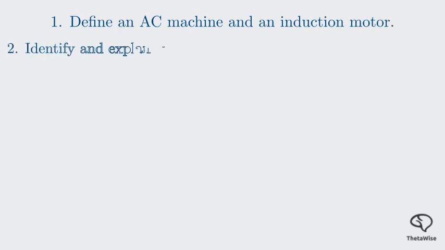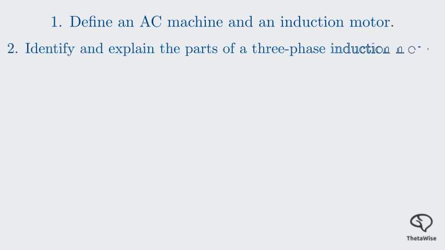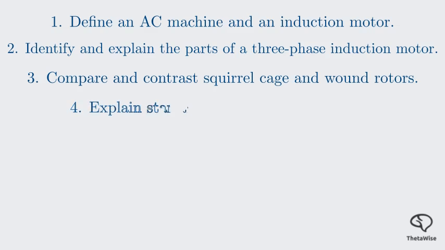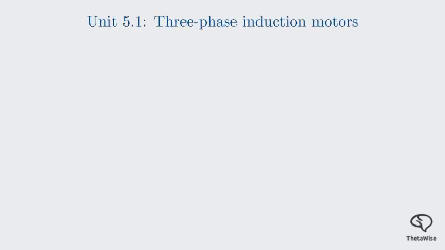Second, you'll be able to identify and explain the various parts of a three-phase induction motor. Third, we will compare and contrast the two main types of rotors, squirrel cage and wound rotors, discussing their construction, advantages, and disadvantages. And finally, we'll explain the common star and delta connections used for stator windings. This lesson is designed to be your comprehensive guide for exams and future studies. So, let's get started. First, let's establish our foundation.